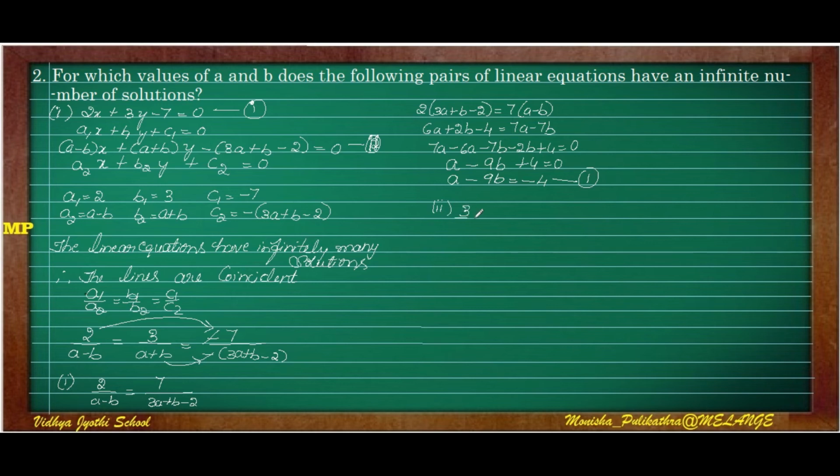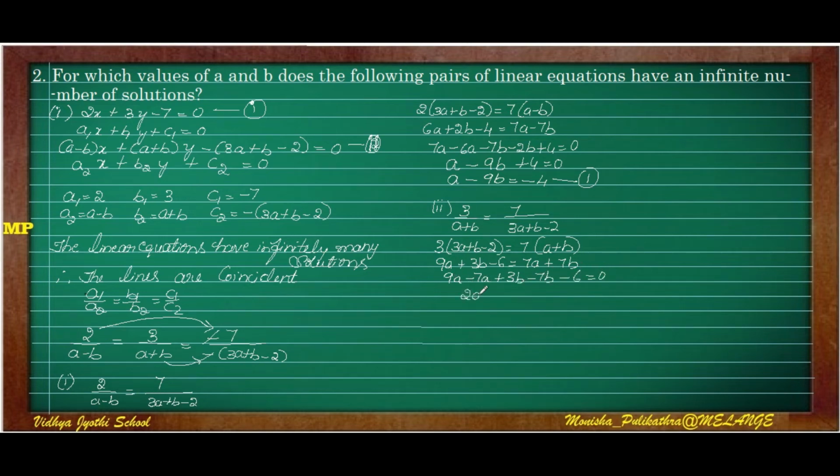So that is 3 by (a plus b) is equal to 7 by (3a plus b minus 2). Again cross multiply. 3 into (3a plus b minus 2) is equal to 7 into (a plus b). Multiply it. 3 3s are 9a plus 3b minus 3 2s are 6 is equal to 7a plus 7b. So now I will shift it this side. 9a minus 7a plus 3b minus 7b minus 6 is equal to 0.